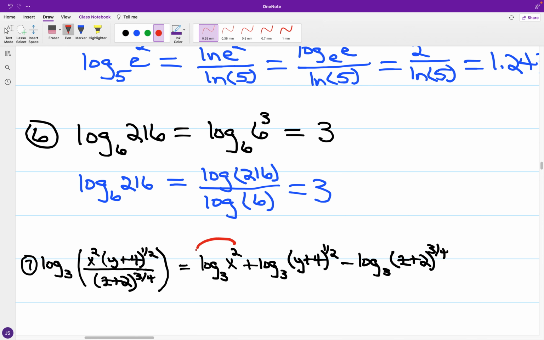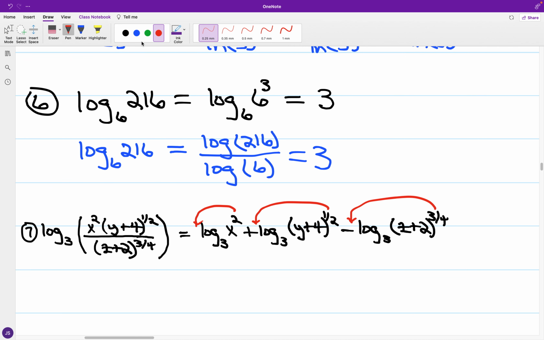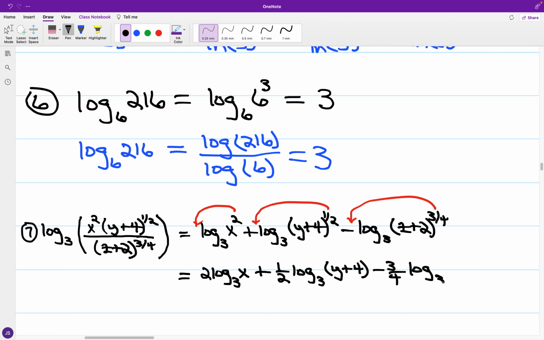And once again, converting from exponent to coefficient. So this time around, we have 2 times the base 3 logarithm of x, and we have plus 1/2 of the base 3 logarithm of the quantity of y plus 4, and we have minus 3/4 of the base 3 logarithm of the quantity of z plus 2. All right. So we have 3 terms in the expansion.